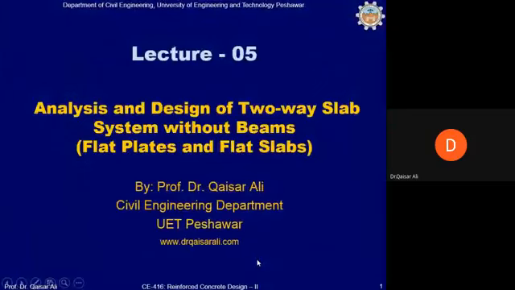Okay, today is our lecture number 5 of Reinforced Concrete Design, and we'll be discussing analysis and design of two-way slab systems without beams, which include flat plates and flat slabs.